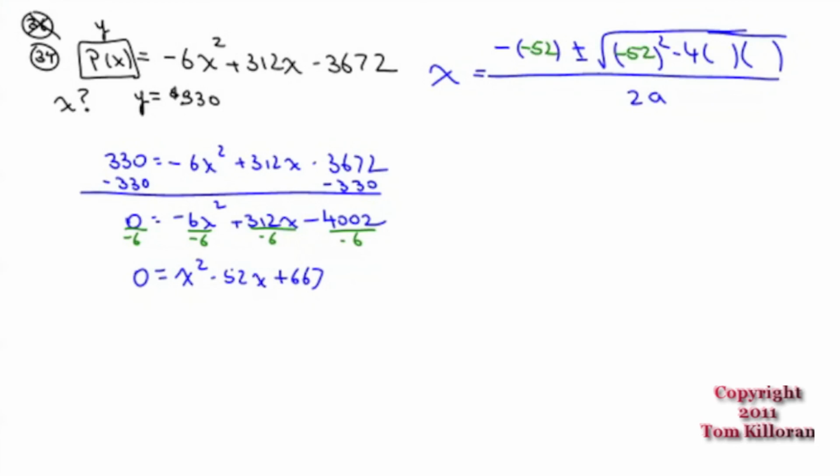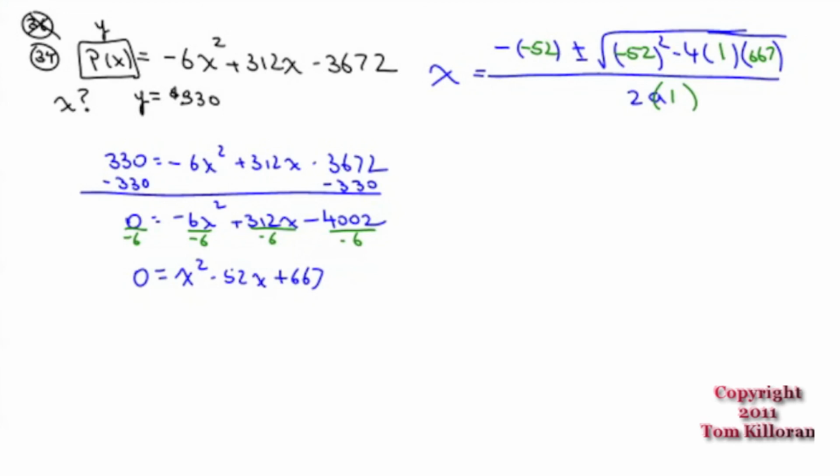A, positive 1. C, 667. And then A, ooh, I did it again. I always do this. I really need to put parentheses here. And what's A? 1. Simplify it a little bit.